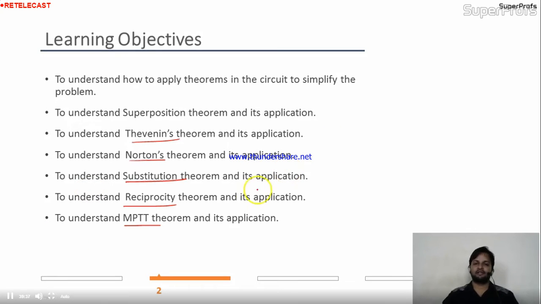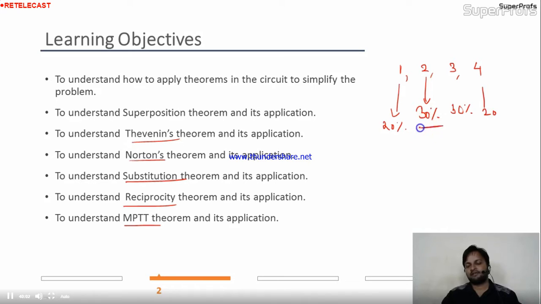Okay, unit, chapter. See, we are having total 4 units. 1, 2, 3 and 4. As far as GATE is concerned, the weightage of this is 30%, and this is 20%. So this second unit is very important. Okay, so here we go. We'll start with the superposition theorem first.